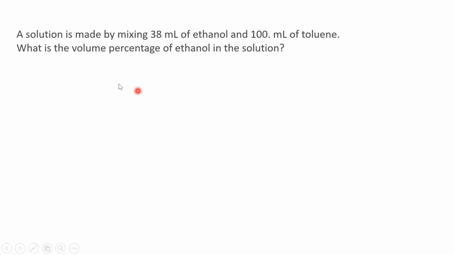All right, so let's look at one that's a volume percent. We've got ethanol in a solution. We've got 38 milliliters of ethanol. That's our solute. And we have 100 milliliters of toluene. That's our solvent. And it doesn't matter that we don't know what toluene is. It's just the other component in the solution.